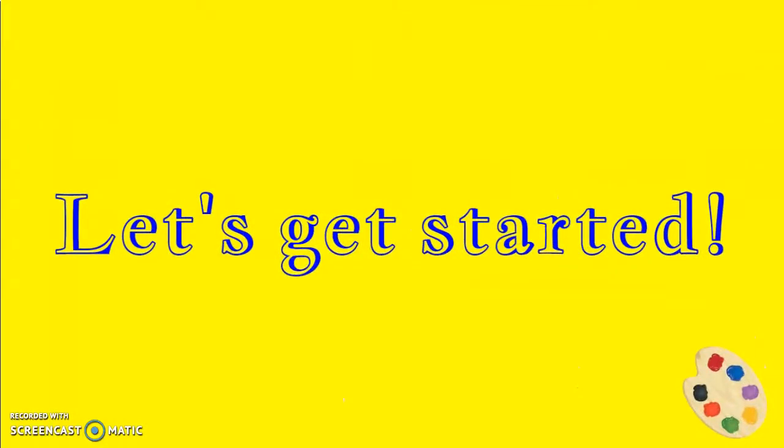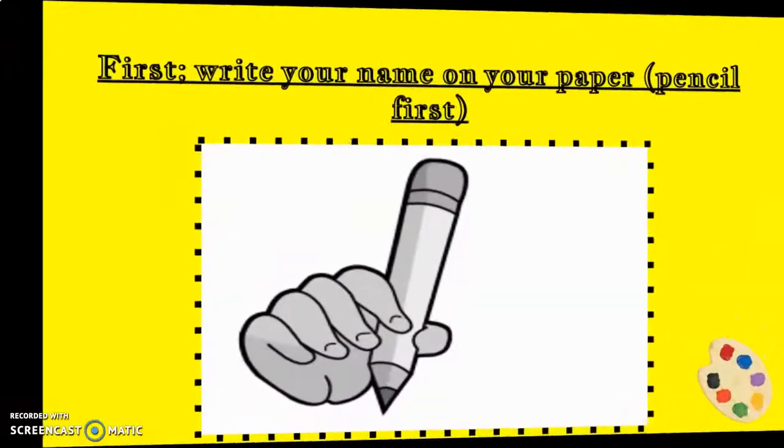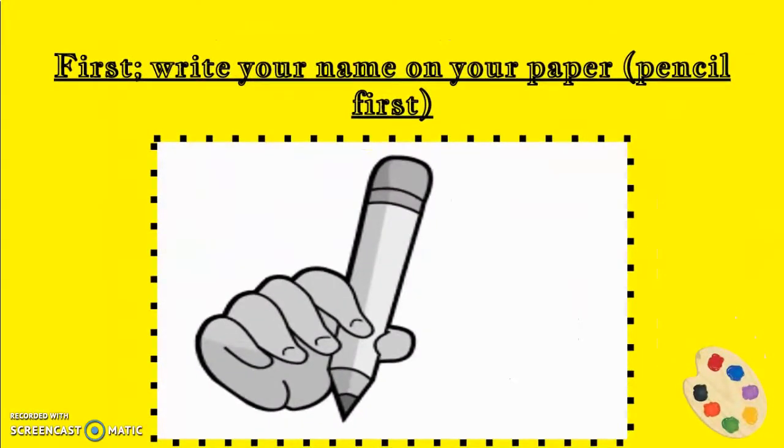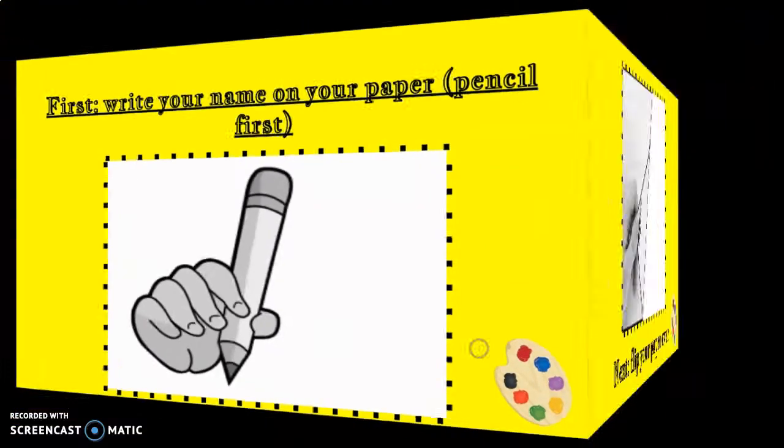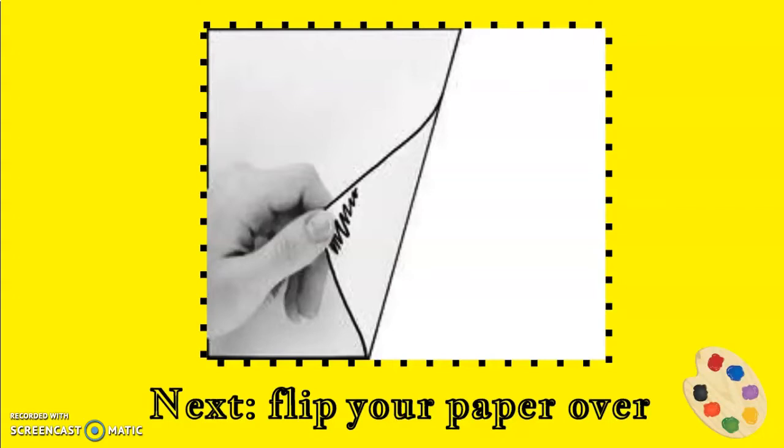So, boys and girls, let's get started. First, write your name on your paper. Pencil first. Next, flip your paper over to the blank side. When you're done, let's think about if we want to hold our paper vertical or horizontal. Remember, vertical is up and down, horizontal is side to side.